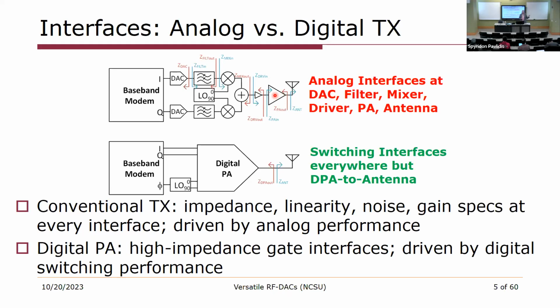So the person that designs the DAC is not necessarily the same person that designs the mixer. We have to know what the impedances are. And when we do these impedance translations between blocks, we inherently narrowband the system. On the other hand, a digital power amplifier is another way to implement a transmitter. The digital power amplifier provides high impedance gate interfaces everywhere. Everything is driven by digital switching performance and none of those pesky analog performance features that we talked about just a moment ago.